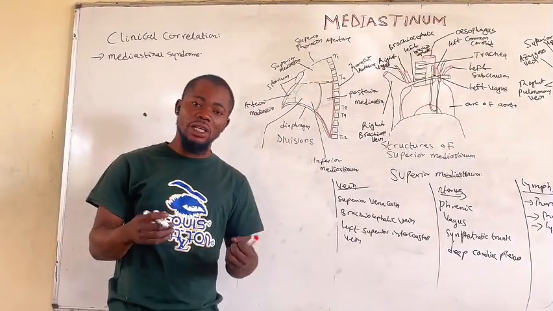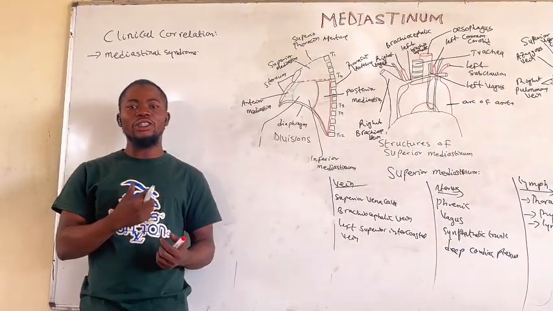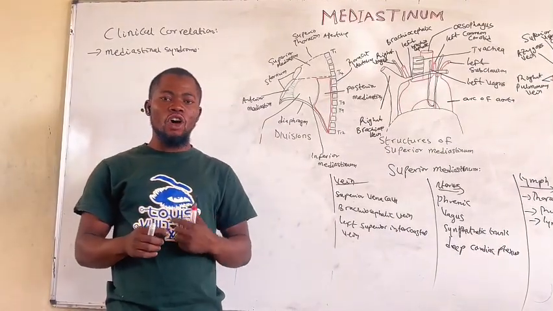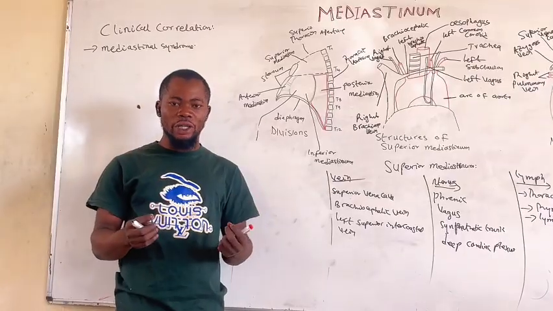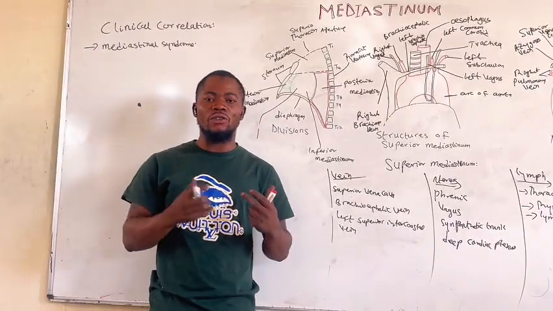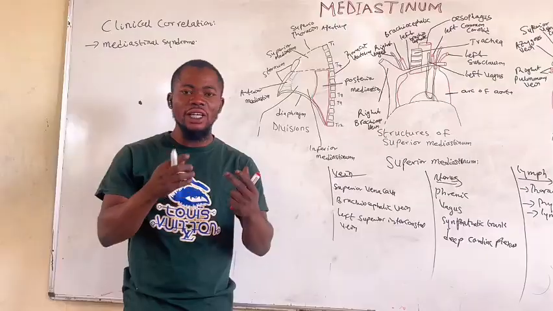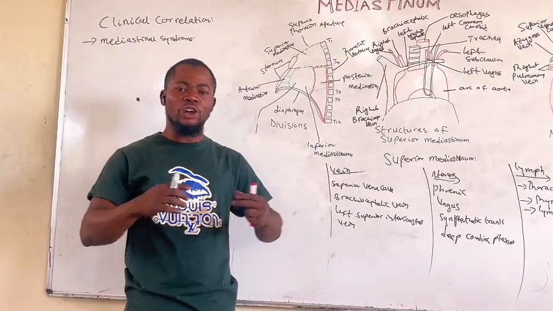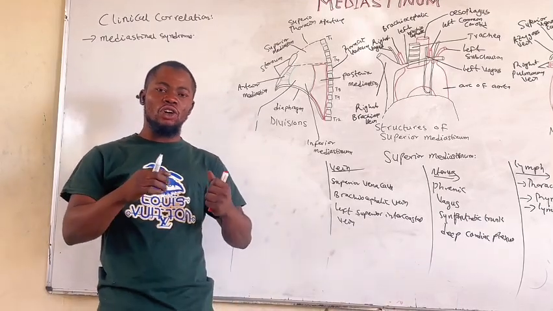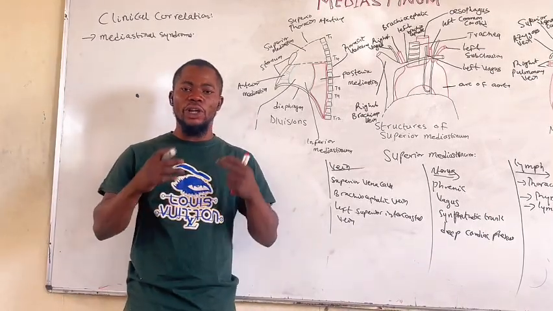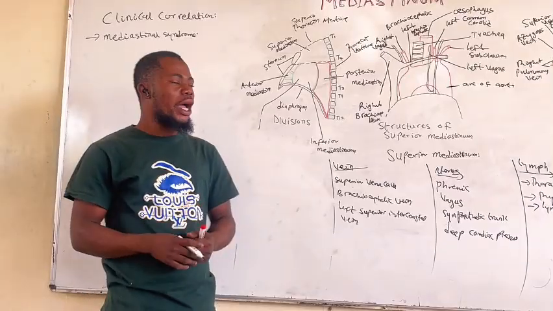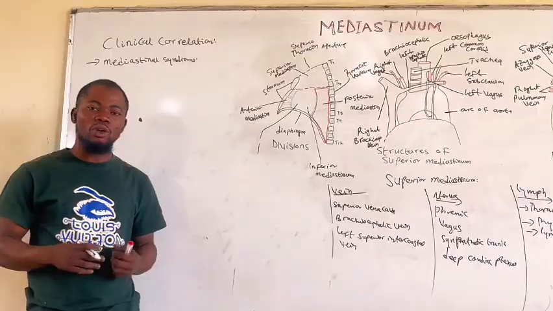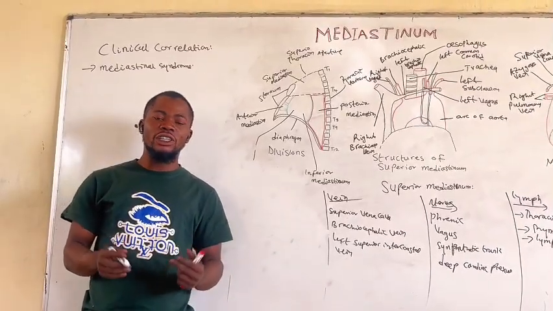It is characterized by many things, such as dyspnea, that is difficulty in breathing, which occurs due to the compression of the trachea, or dysphagia, that is difficulty in swallowing, which occurs as a result of the compression of the esophagus. There is also hoarseness of the voice due to the compression of the left recurrent laryngeal nerve, and there is also the erosion of the thoracic vertebra, which occurs as a result of pressure on the thoracic vertebra. And this mediastinal syndrome is commonly caused by bronchogenic carcinoma or aneurysm of the aorta.